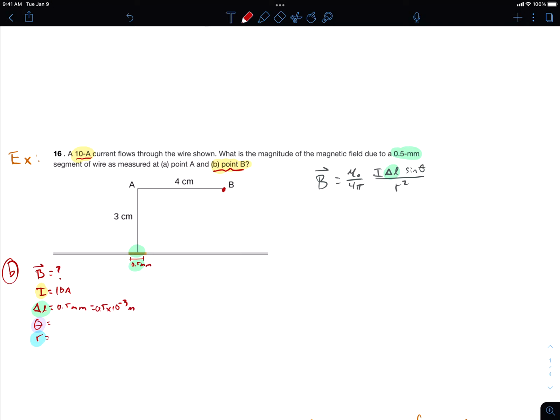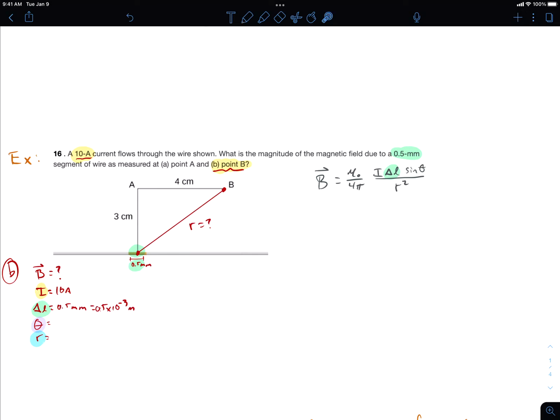Now the next thing that we need to find, these two are a little bit trickier. I need to find the angle, and I need to find my distance, my R. My R is going to be the distance from this point right here to point B. So let's see if you can do this. Go ahead and you can pause the video now and try to see if you can find this distance right here. So what is R equal to?